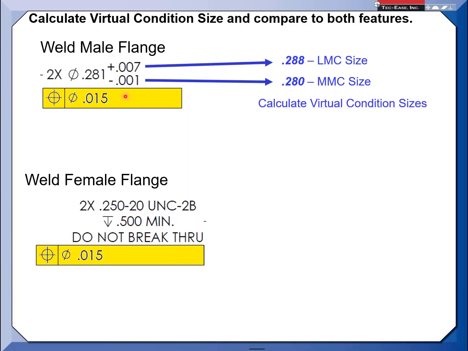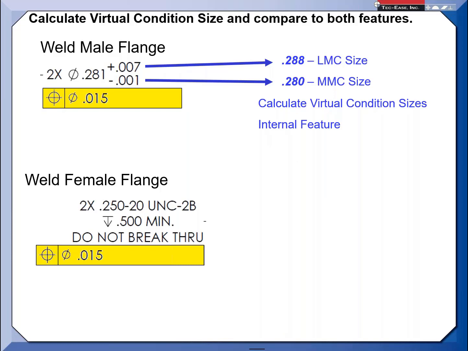Now what I'm going to do here is prove it out mathematically. We're going to check the collective effect. Well, how small can the hole act based on this tolerance with its limits of size? So we're going to be checking what we call a virtual condition size, or you can call it inner boundary. In this case, you can do a standard equation. These formulas are all in the 14.5 standard.